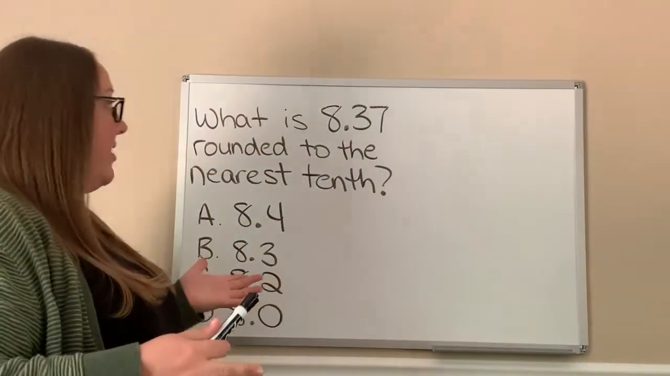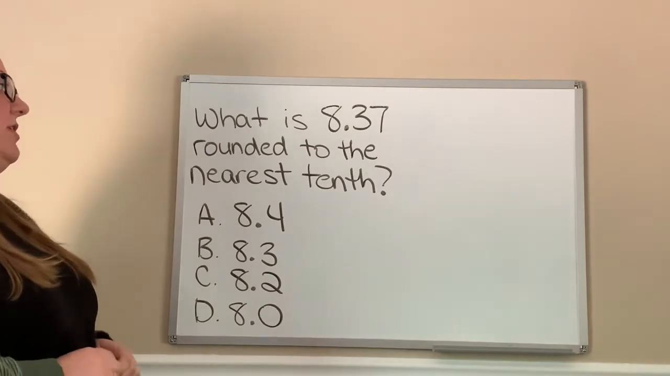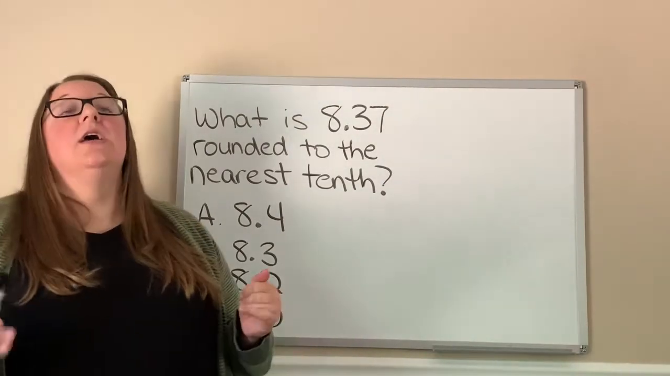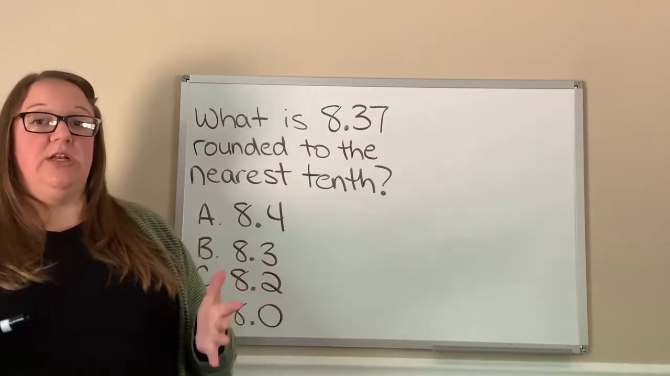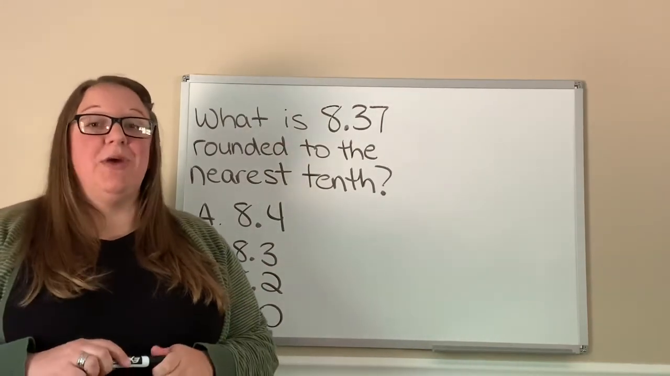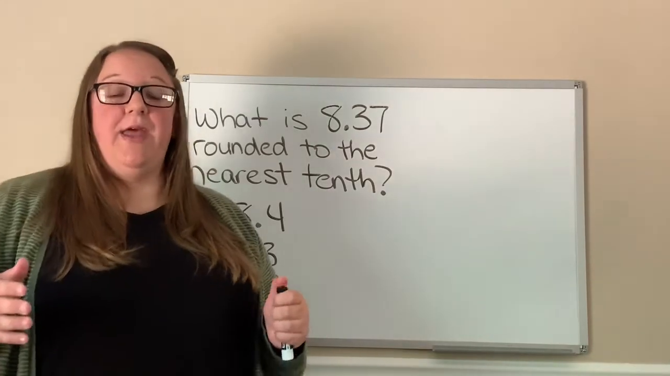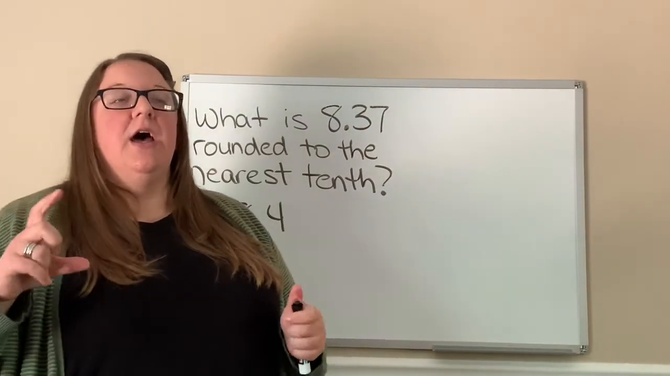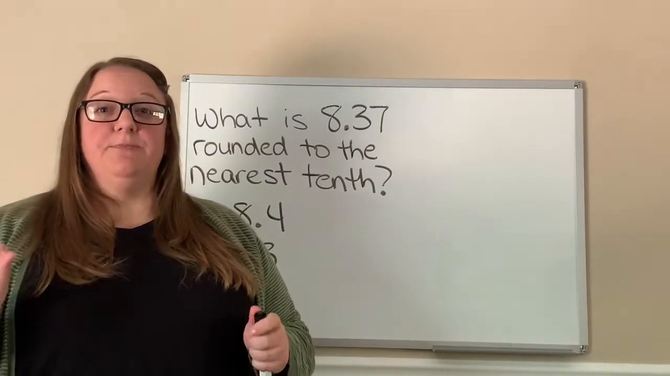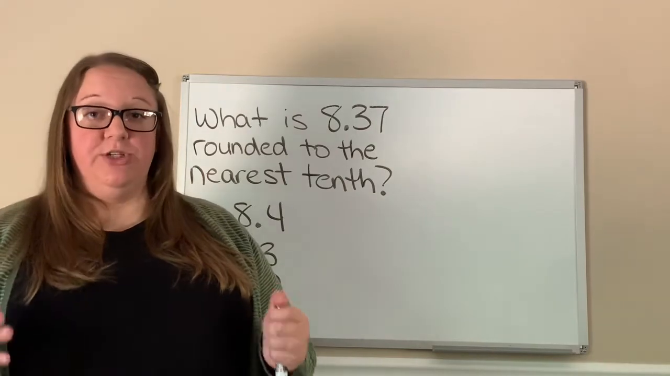So here's our first problem. What is 8 37/100 rounded to the nearest tenth? So after we've read our question, the most important thing to remember with rounding is you have to know your place value. And on the Unified Classroom page, I have posted an image of a place value chart, so you have that available to you.